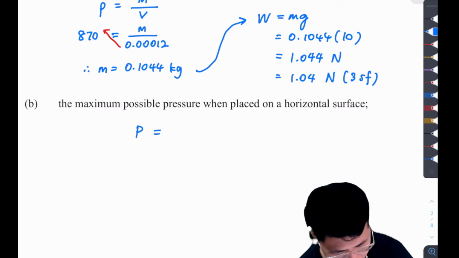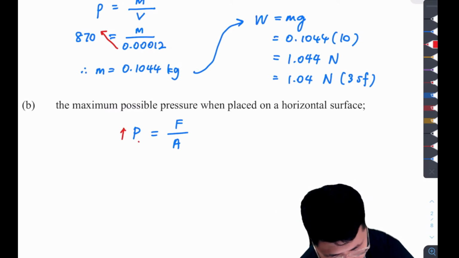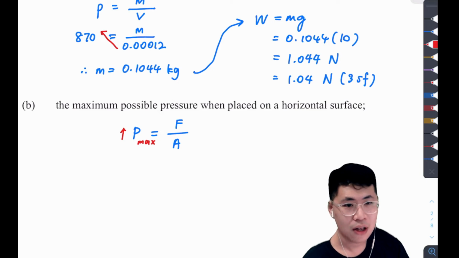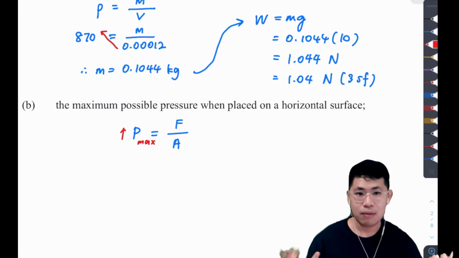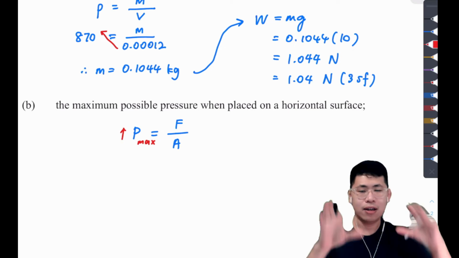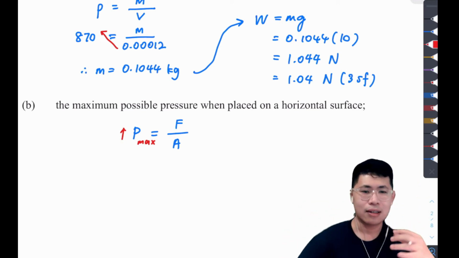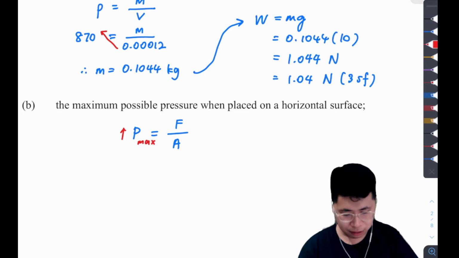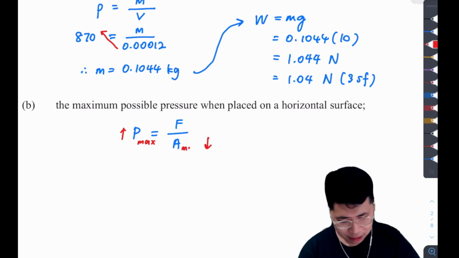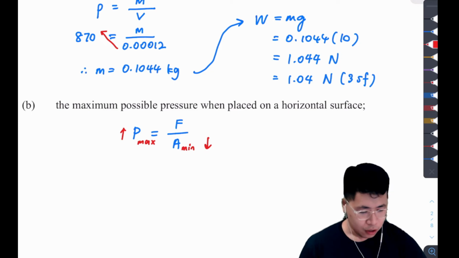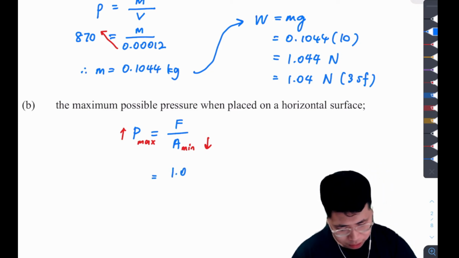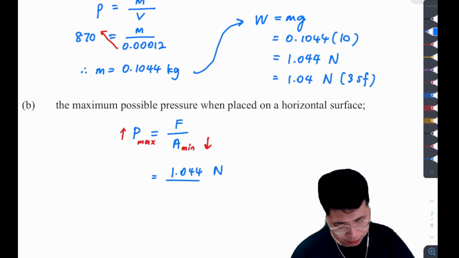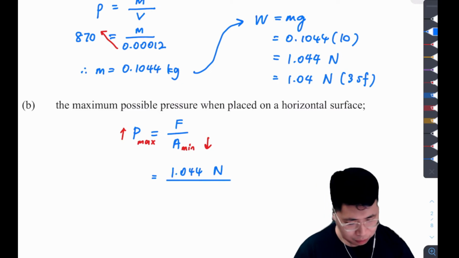Pressure is equal to force over area. Now, in order to have a maximum pressure, the force is going to be the same. The force comes from the weight of the butter. No matter how you orientate the butter, the weight will be the same. For the area, for maximum pressure, we need a small area. So we definitely need a minimum surface area. So force is going to be 1.044 newtons.